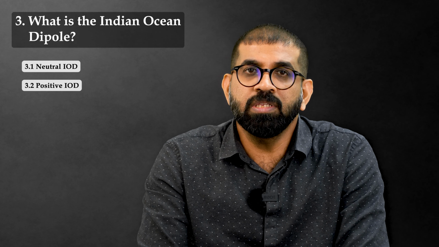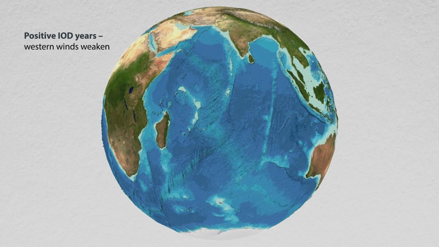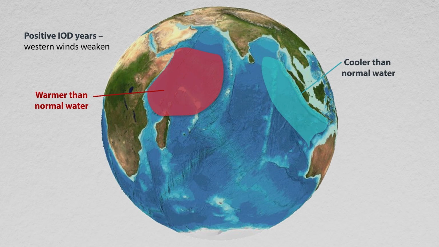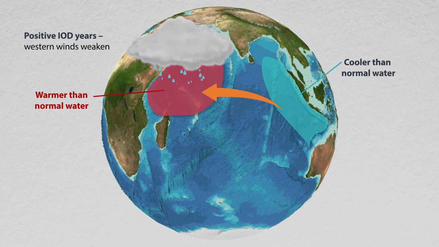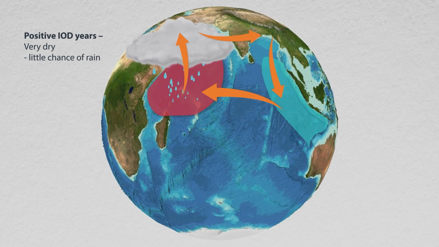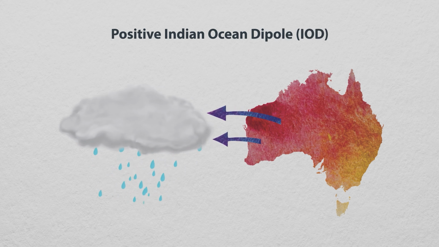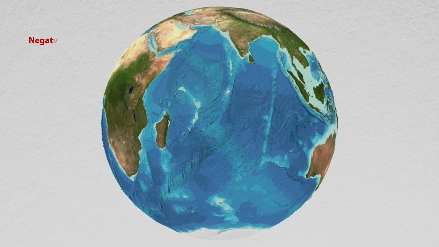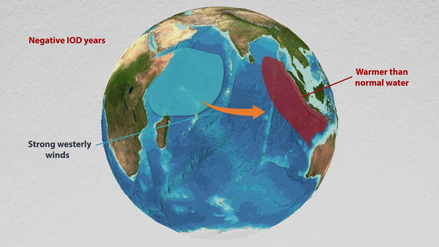A positive Indian Ocean dipole occurs when the sea surface temperature is warmer in the western Indian Ocean and cooler in the eastern part. This temperature difference can lead to drier conditions in Southeast Asia and Australia and wetter conditions in East Africa. In India, positive Indian Ocean dipole brings more monsoon rainfall. The positive phase can exacerbate droughts in Australia and Indonesia and increase rainfall and the risk of flooding in parts of East Africa. In the negative Indian Ocean dipole, the situation is reversed.